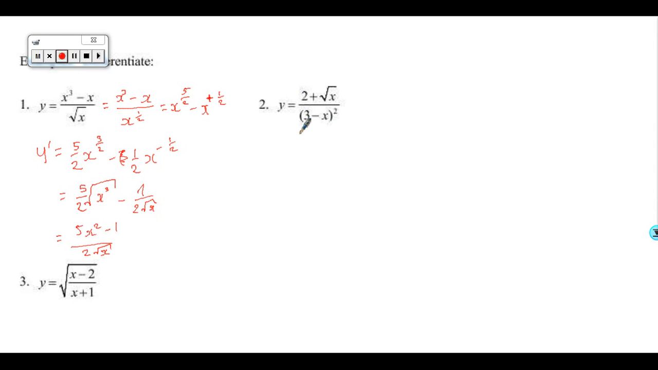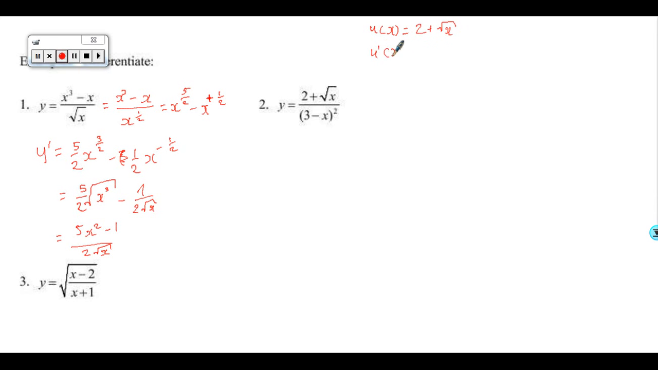Here, let's look at it a little bit. It doesn't look like I can do any simplification. So I'm going to have to use the quotient rule. So let's do that. Let's write it on top of the page because we don't have much space here in the handout. So u of x equals 2 plus root x.